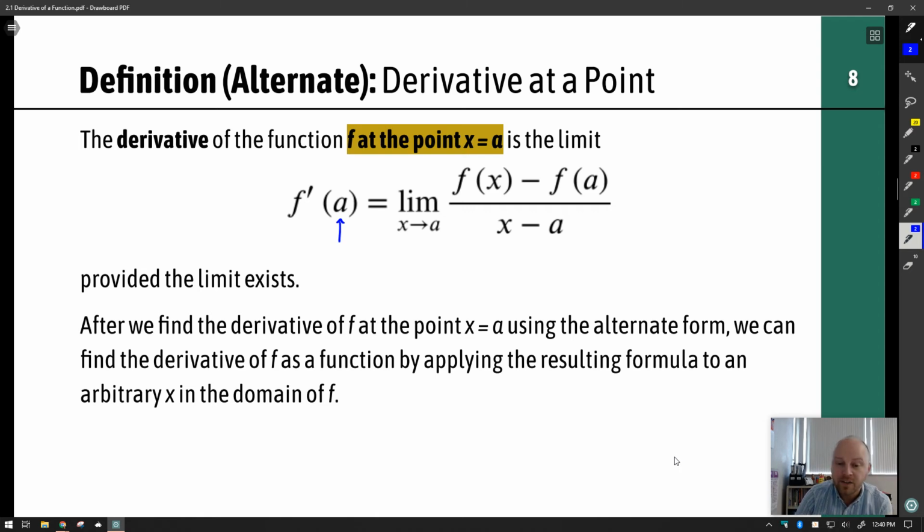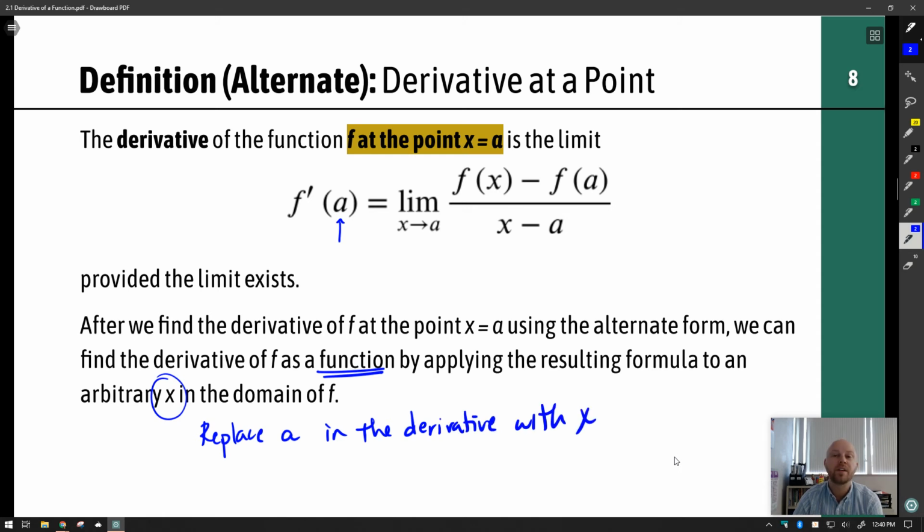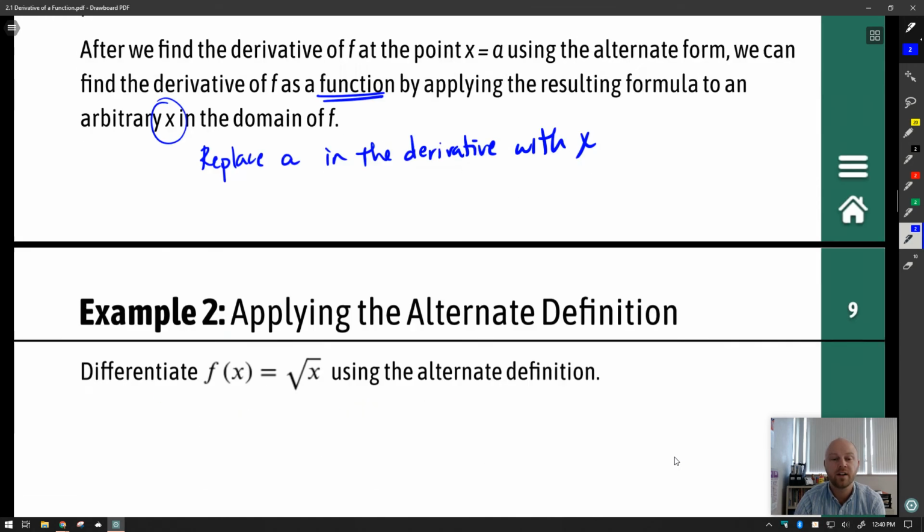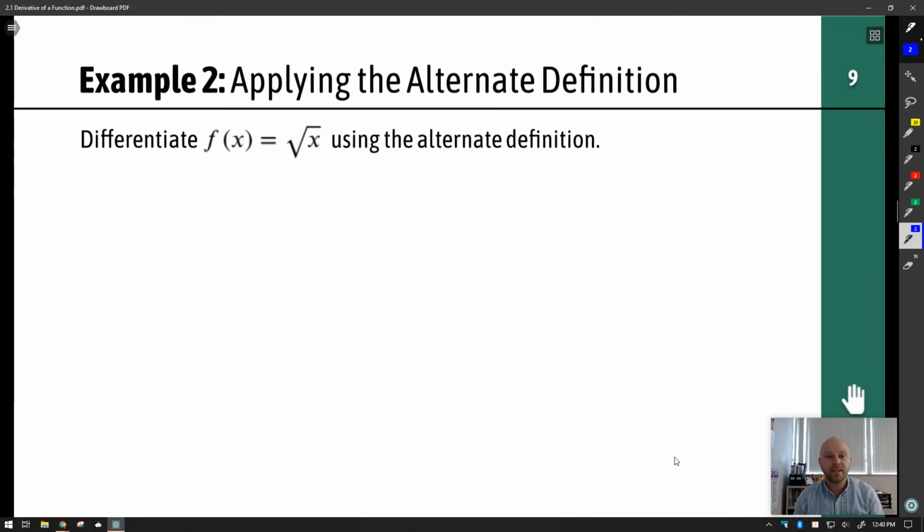So we can use this alternate definition in this way. After we find the derivative at the point x equals a using the alternative form, we can find the derivative of f again as a function by just applying the resulting formula to some arbitrary x in the domain. In other words, what we're going to do is replace a in the derivative with x. And that will give us the derivative as a function.